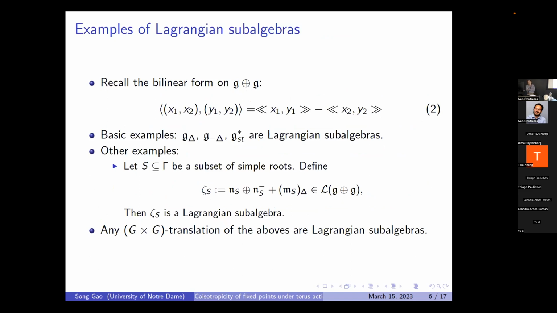So here are some basic examples. In case you forgot the bilinear form, I rewrite it here. Basic examples are G diagonal, G anti-diagonal, and G star. And there is a more complicated example, which is zeta s. The notations N_s and N_s minus here will be introduced later. Since G cross G acts on this variety, any G cross G translation of the above are Lagrangian subalgebras.